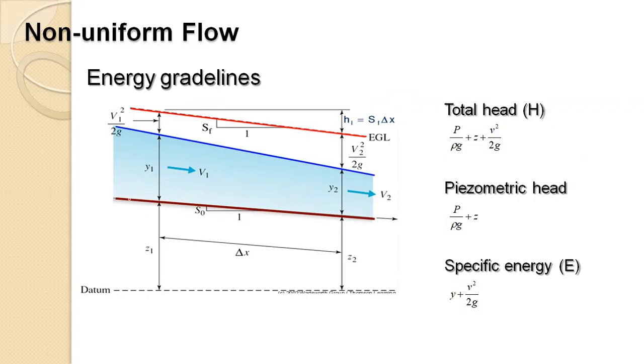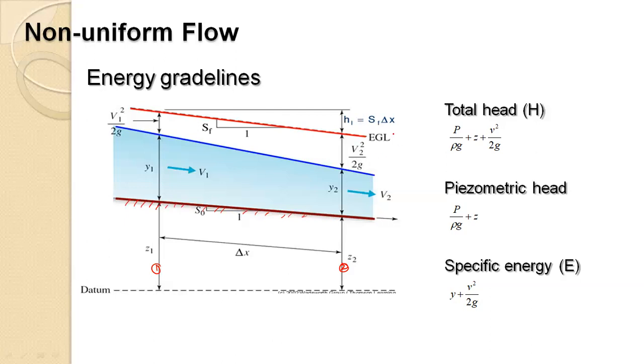This is a channel with a bottom slope S0, and I'm considering two points, 1 and 2, with a distance between them of delta x. The bottom slope is denoted by S0, and the friction slope is denoted by SF. That means the difference between the total heads. We have learned about the energy grade line.